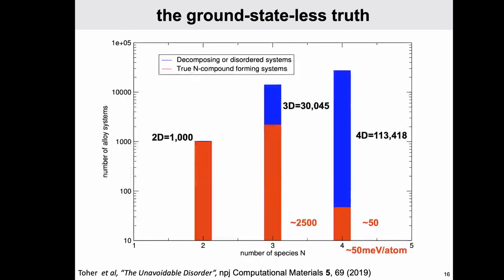And how many did we test? For two species, we tested 1,000. For three species, we tested like 30,000, and only 2,500 are stable. And for four species, we tested 113,000 configurations, 113,000 phase diagrams, and only 50 generate stable four-species configurations. And actually, we are studying them.